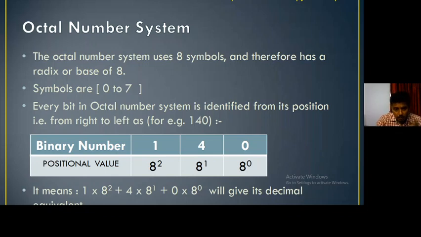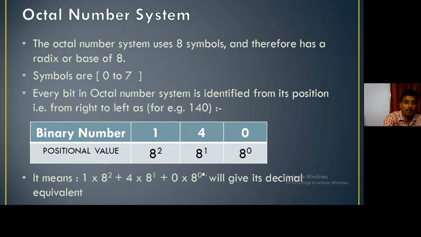For example, 140, we will read it as 140, that is its positioning value: units, tens, hundreds place, the same place, that is positioning value from the right side. So 8 square, 8 power 1, 8 power 0. If there is one more digit before this, then 8 cube, 8 square, 8 power 1, 8 power 0, like that you will get.